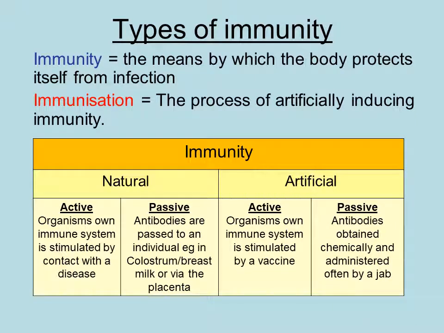The other type of artificial immunity is passive, and this is where you can actually get antibodies, usually given to you by a jab, and this is where you might have already been exposed to a pathogen and you haven't been vaccinated. The most common type of passive artificial immunity is getting a tetanus jab.